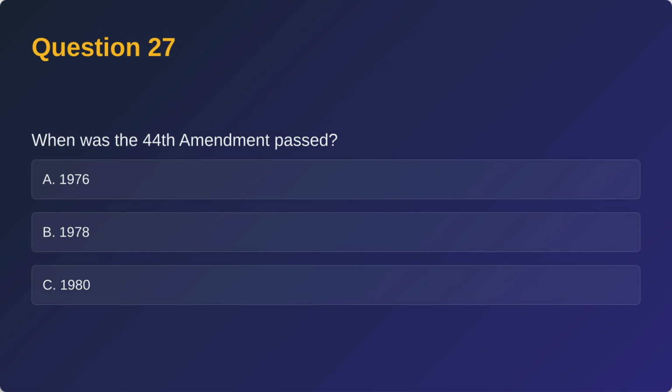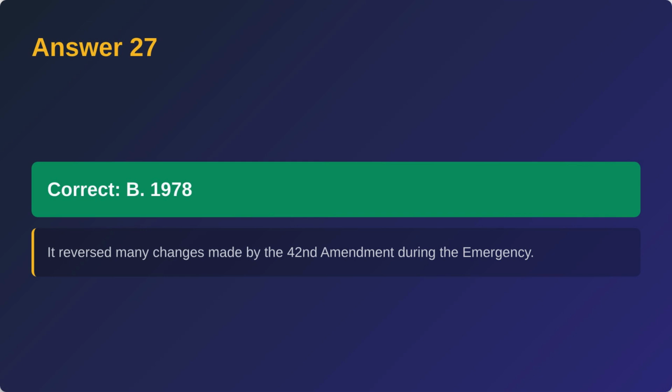Question 27. When was the 44th Amendment passed? Answer 27. 1978. It reversed many changes made by the 42nd Amendment during the emergency period.